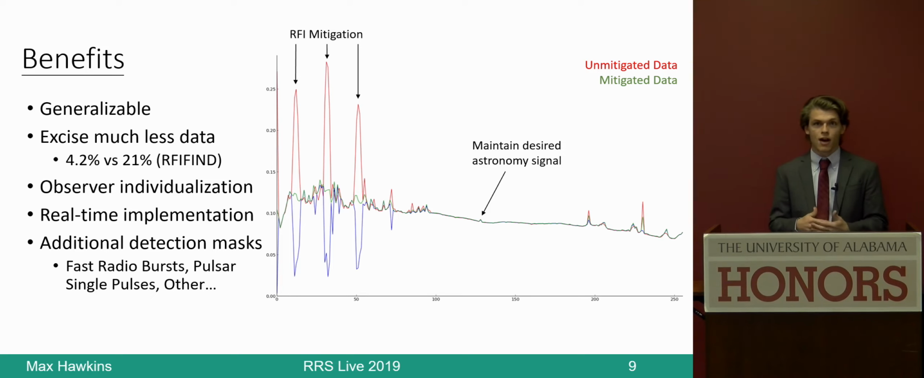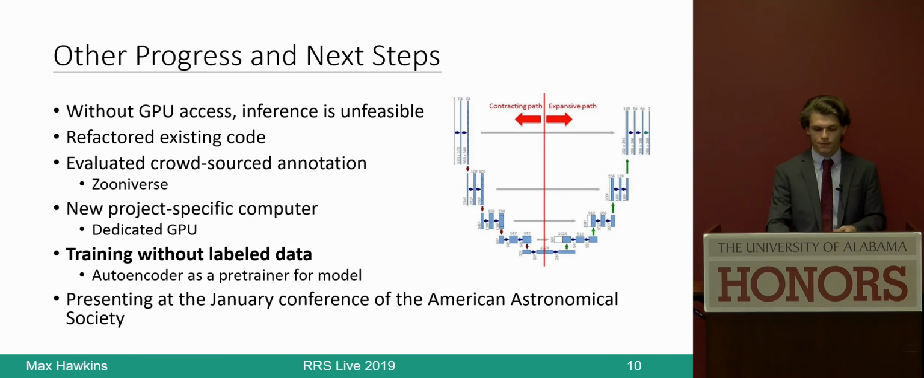It allows for the observer individualization with that confidence cutoff. And with advanced hardware that's also included in that NSF grant, real-time implementation is possible. And if astronomers want to detect something else, then we can add an additional mask to detect an additional astronomy signal with minimal computation increase, rather than having to come up with an entirely new statistical formula.